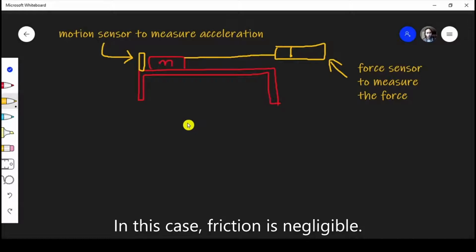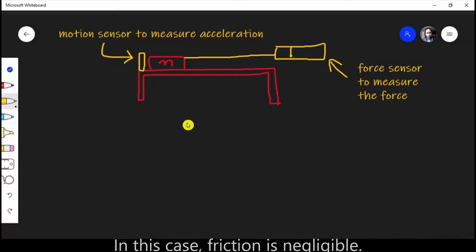So you have a motion sensor to measure the acceleration, and you have a force sensor to measure the force. You're going to repeat the experiment with different forces, and you'll have different accelerations for different forces. Repeat it at least 5 times to make the numbers more accurate. Then you're going to make a data table with the y being the force and the x being the acceleration.